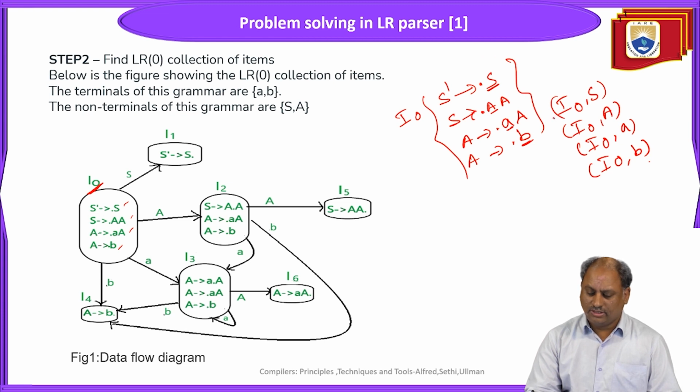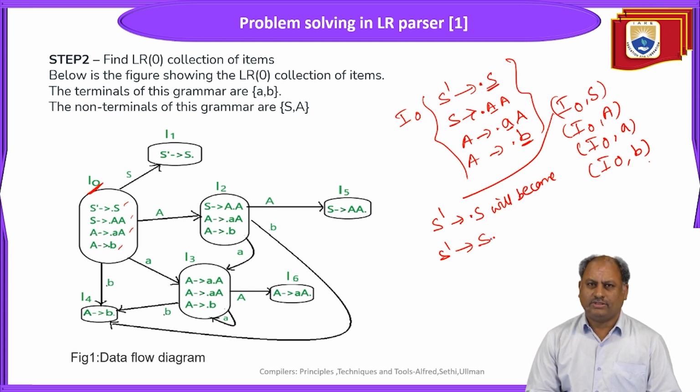If we consider I naught with S, the production S dash derives dot S will become, after implementing the closure operation, the dot symbol placed after the input symbol, one symbol ahead. So here we get the result S dash derives S dot. Similarly, that is the state that is defined as I1.